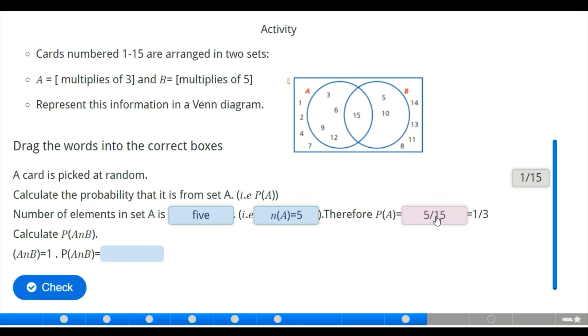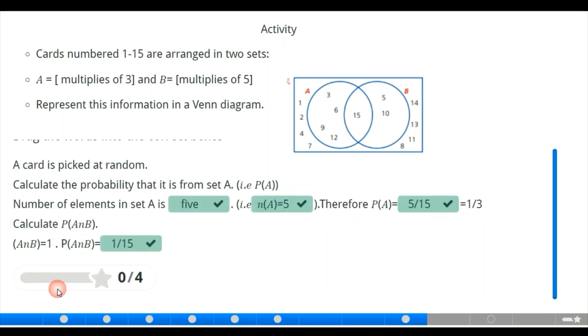Now, we want to get the probability of A intersection B. That is, what is common to set A and set B? Let's look at this diagram. 15 is common to set A and set B. That is just one favorable outcome. So the probability of A intersection B is the favorable outcome divided by the total number of outcomes, which is 15. So that is 1 over 5, and that gives us the solution to that problem.